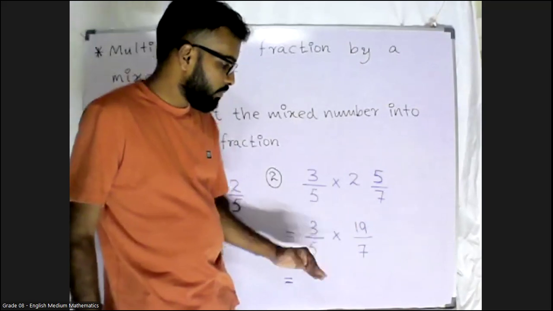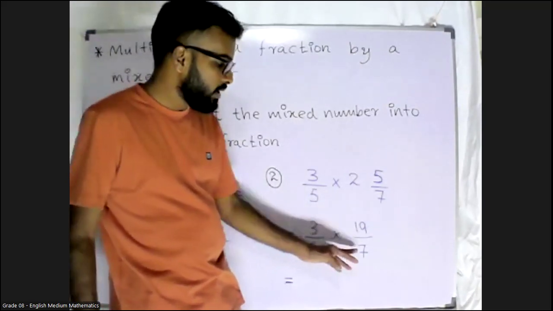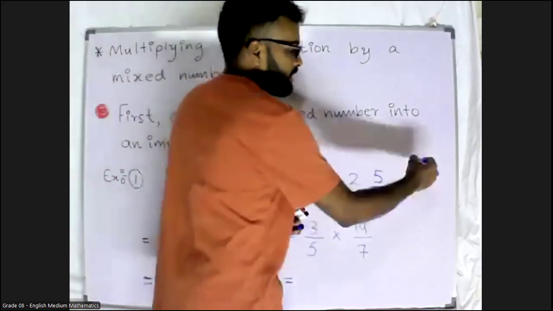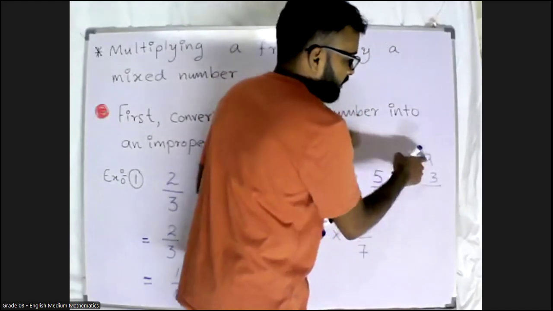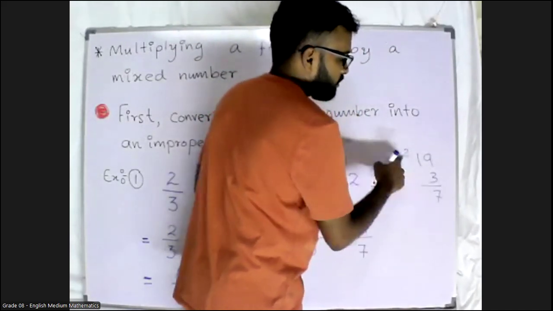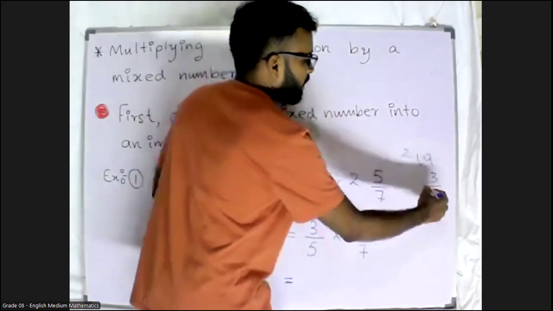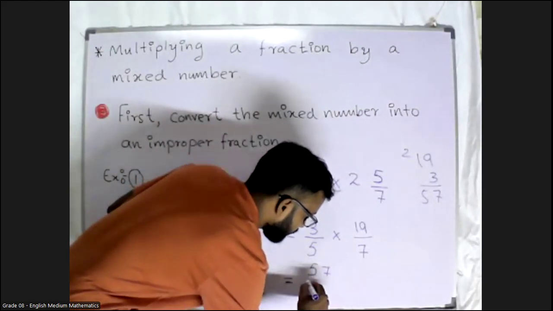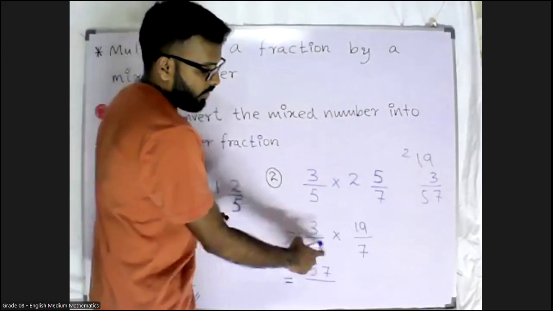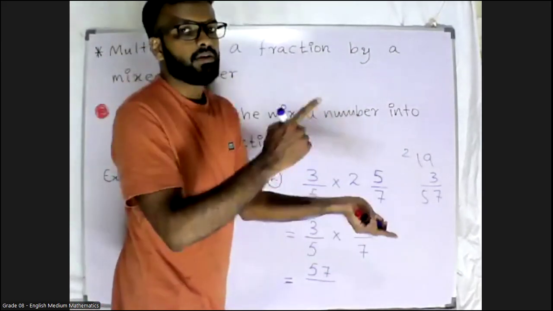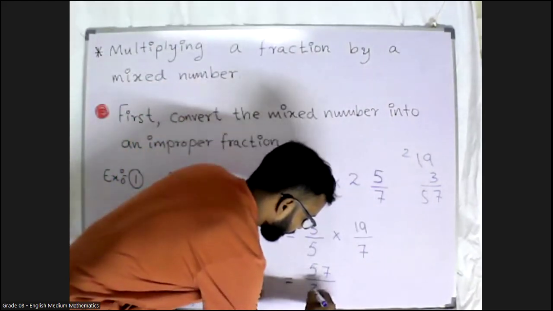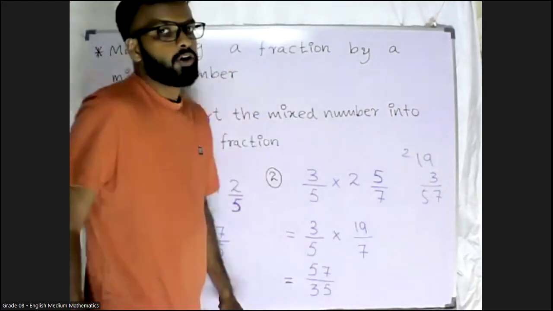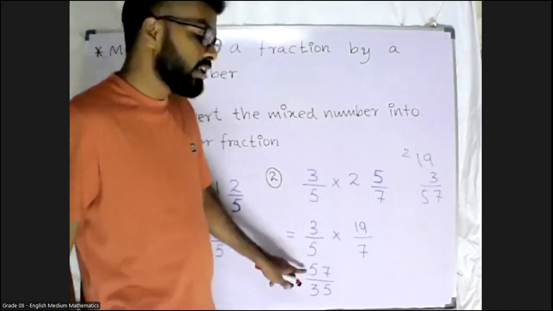So numerator multiply by this numerator, this denominator multiply by this denominator, right? So 3 times 19. 3 times 9, 27, carry 2, 3 times 1, 3, and 5, so 57. In the numerator, you will be having 57, divided by 5 times 7 or 7 times 5, 35. 57 divided by 35. Now this is an improper fraction, right?